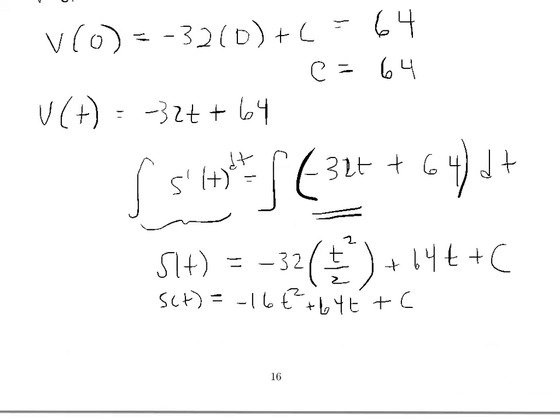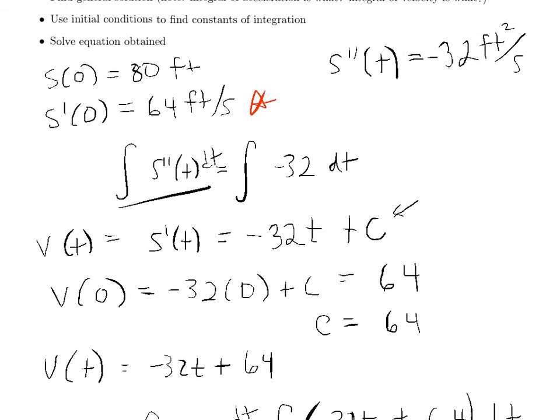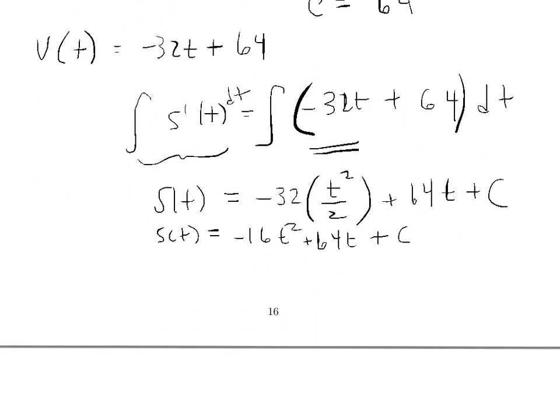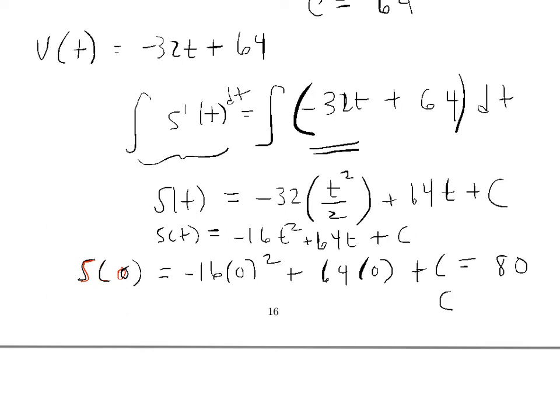And again, we go back to our initial condition. Now we're using our initial condition here. Okay, so s of 0, let me change colors. s of 0 is equal to negative 16 times 0 squared plus 64 times 0 plus c, which is equal to 80. So in this case, c is 80. Okay, so our final position function would be negative 16t squared plus 64t plus 80.